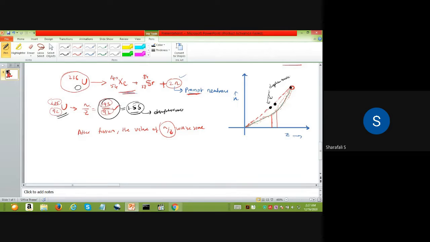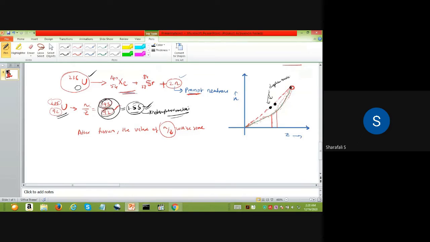Both the daughter nuclei will have the same 1.55 fraction for n by z value. Okay, which does not mean that the number of neutrons and number of protons will be the same. They will split. But the ratio of number of neutrons to protons will be 1.55 after fission. So you just check with uranium 236 also with that atomic number.